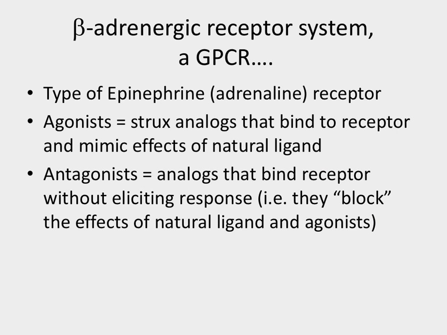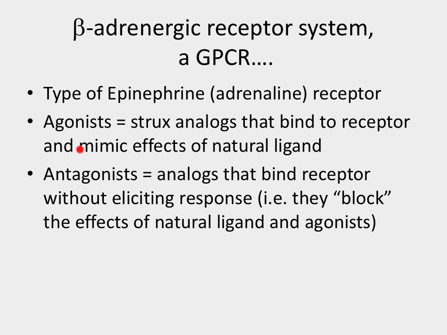All right, so now we're going to talk about what's called the beta-adrenergic receptor system, but it's the one for adrenaline. Okay? And this is just the textbook, quote-unquote textbook example. There are other GPCRs. This is just to show you a specific example. All right, so the receptor it has is the adrenaline or the epinephrine receptor.